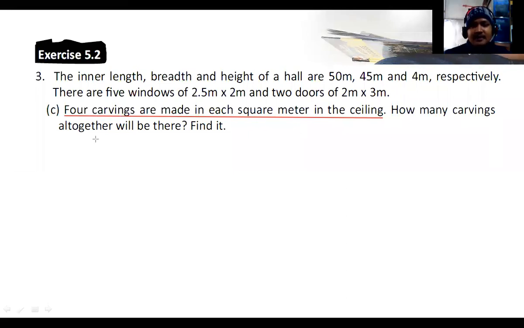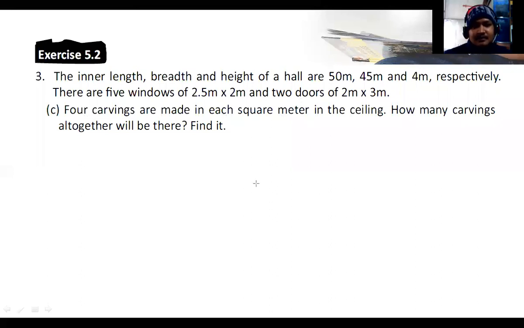So to calculate how many carvings altogether will be there, what do we have to calculate at first? So that total area. No. Any other? What is written here? Where are carvings made? Ceiling, sir. So we have to calculate the area of the ceiling only. After calculating the area of the ceiling in meter square, it is clearly written that 4 carvings are made in each square meter. We have to multiply that area by 4 because 1 meter square contains 4 carvings.